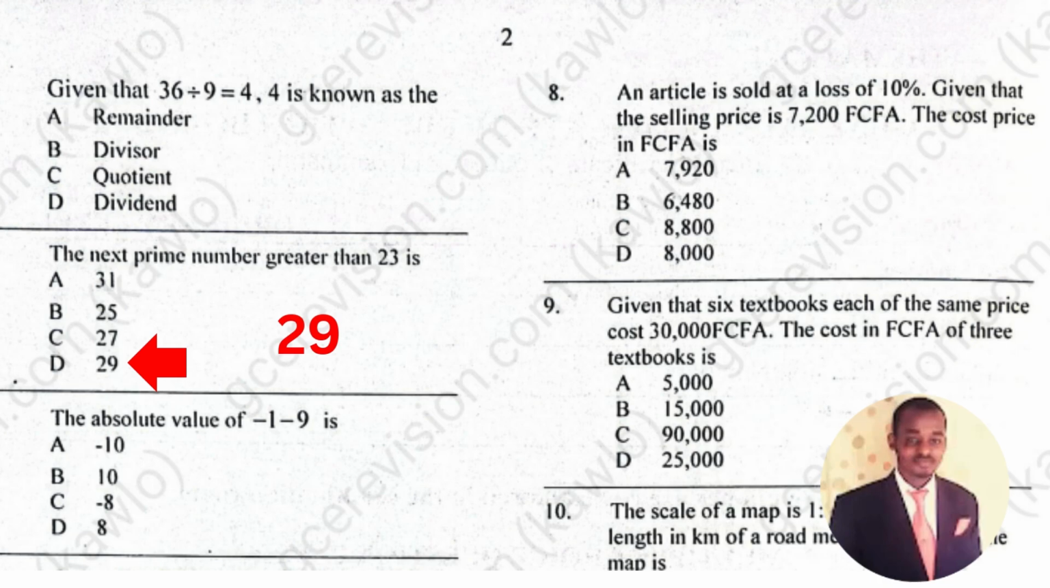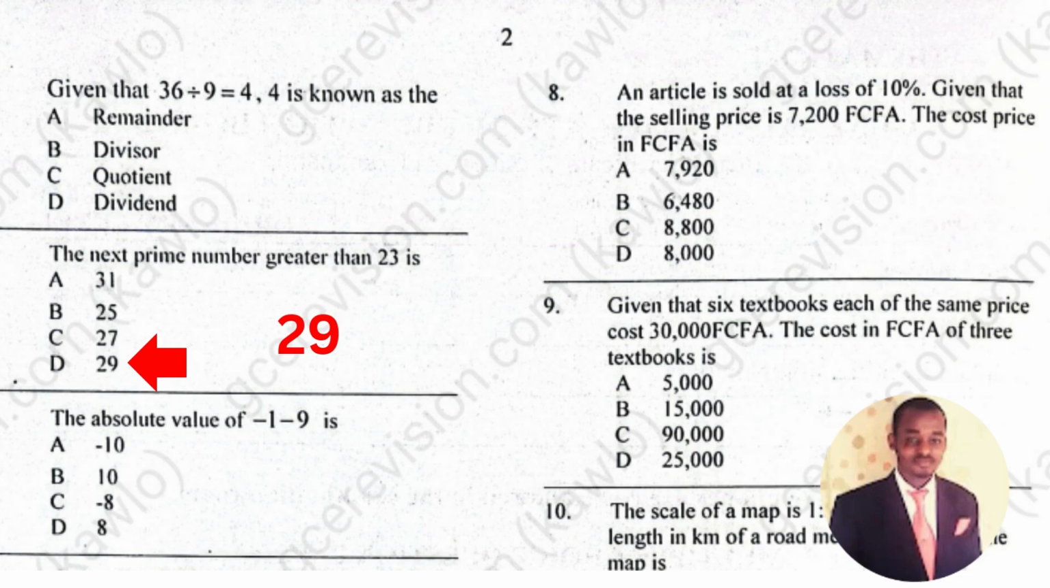The next question says the next prime number greater than 23 is, so the next prime number that is greater than 23 is 29. The absolute value of minus 1 minus 9 is the correct answer for this.